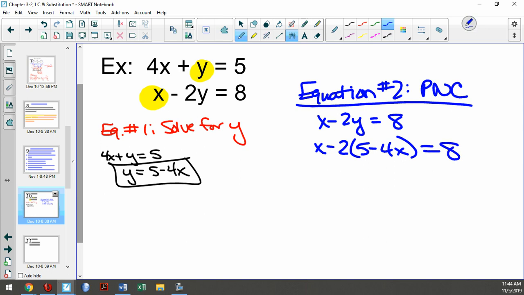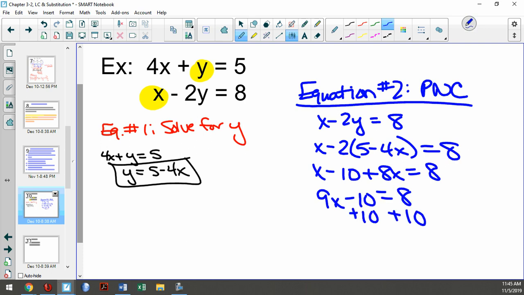And simply solve. X minus 10 plus 8x is equal to 8. 9x minus 10 is equal to 8. Add the 10. 9x is equal to 18. X is equal to 2. Yes? Are we all good?